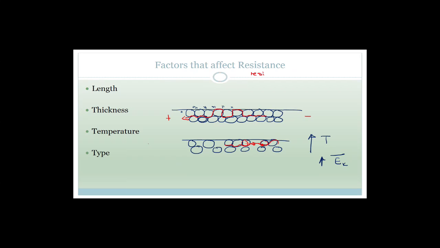Resistance is the resistance to the flow of electrons, okay? And obviously, the type of material. I mean, some things are just better at transferring electricity or allowing electricity to flow through them. For example, wood is not a very good conductor of electricity, whereas copper is an excellent conductor of electricity.